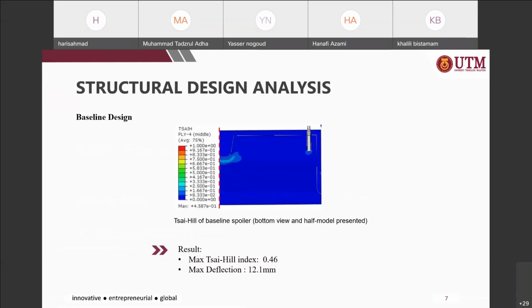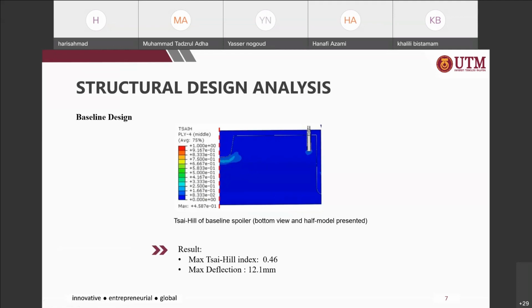So here are the results. First, we simulate the baseline design, which is the core inside with the original design of the spoiler A320, and we obtain the result with a maximum Tsai-Hill index of 0.6 and a maximum deflection of 12.1 millimeters. From here, we would like to remove the honeycomb and replace it with composite stiffeners, either as a spar or as ribs.